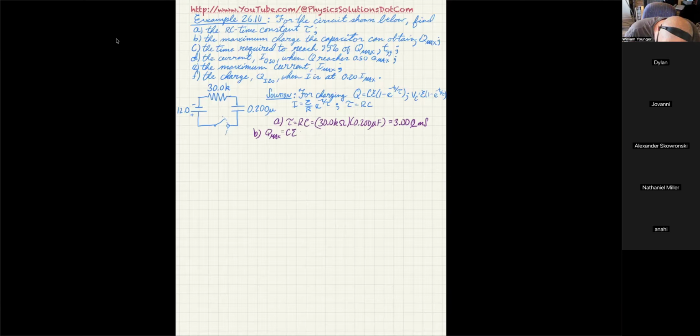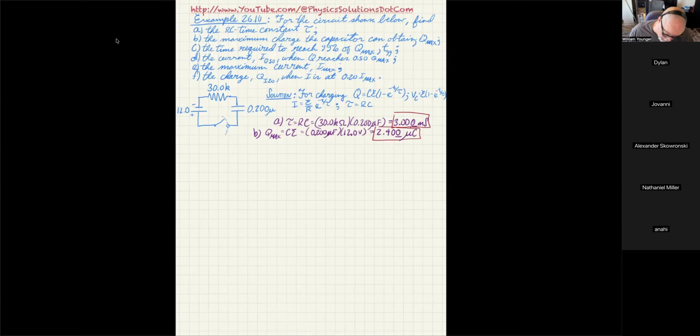In this case, we're going to multiply the capacitance, which is 0.200 microfarads, times the voltage, which is 12.0 volts. Now, 12 times 0.2 is the same thing as 1.2 times 2, so this is going to be 2.40, and since I have the micro in there, the result is going to come out as microcoulombs. So that's the answer. I've got 3 milliseconds for the time constant. I've got 2.40 microcoulombs for the Q max.